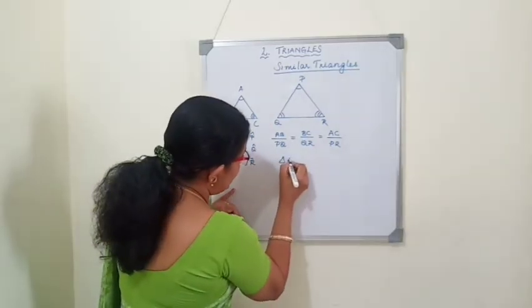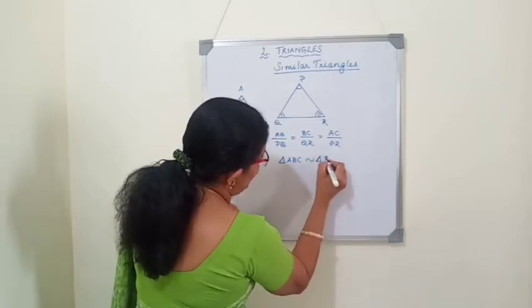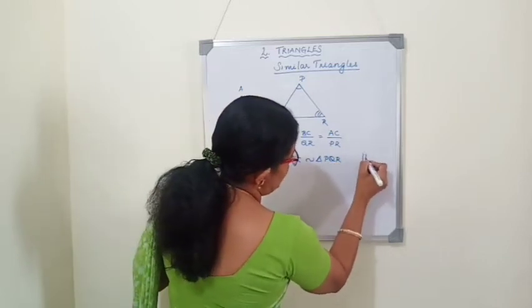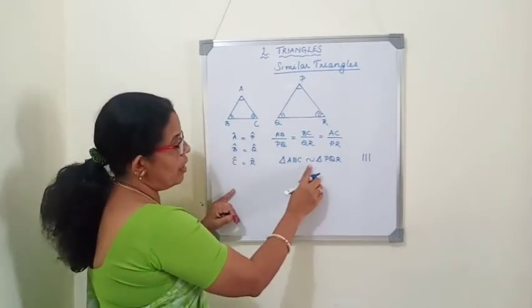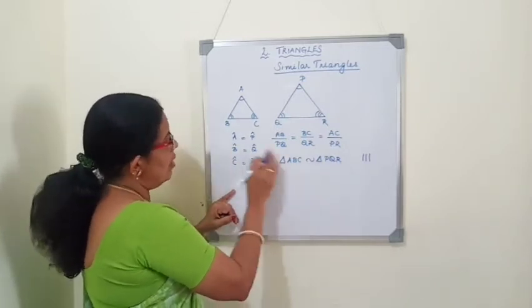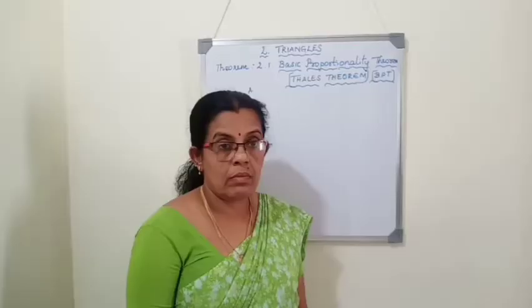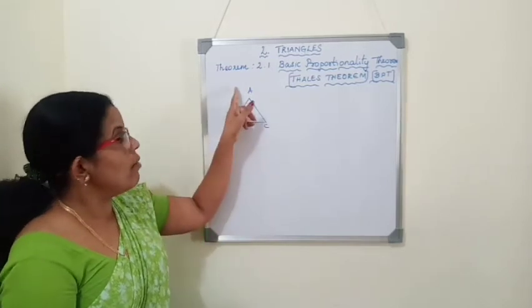We will write triangle ABC is similar to triangle PQR. In the old textbook, the symbol for similarity was three lines like this. So triangle ABC is similar to triangle PQR means corresponding angles are equal and the sides are in the same ratio. Now we will move on to the next topic, that is theorem 2.1.